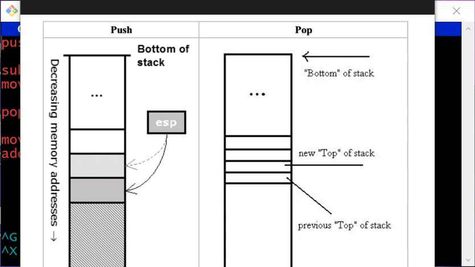In the next part, we shall take a look at other concepts. We shall take a look at the ESP register.